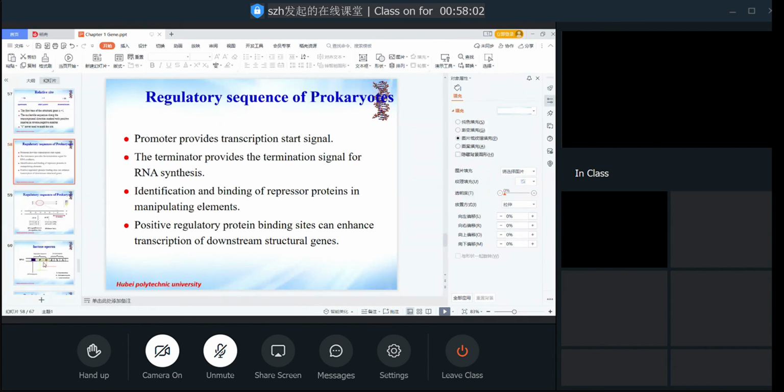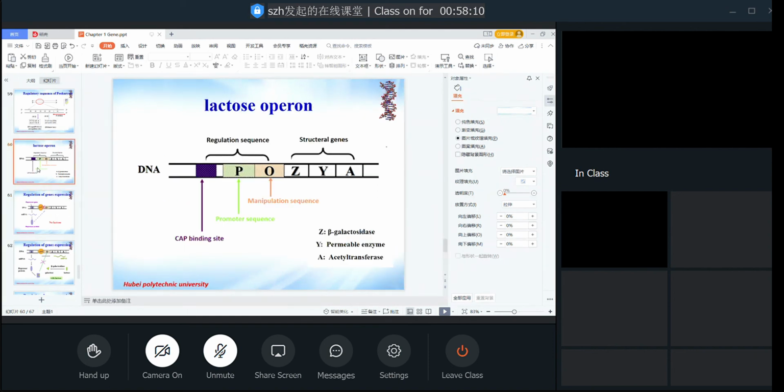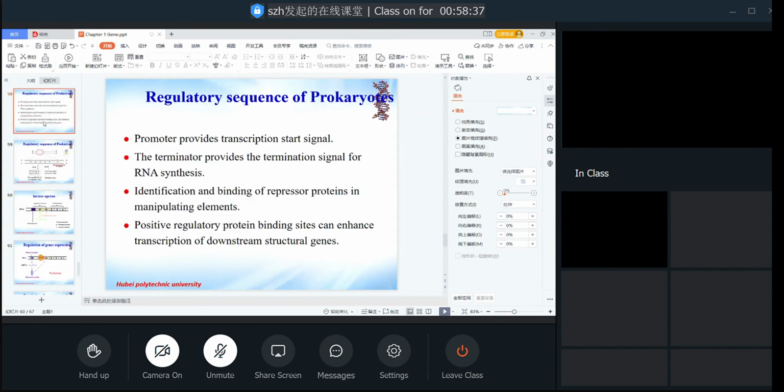Let me see. Oh, here you can see for the lactose operon. You can see here the sequence marked with purple color. You can see in the future it can be bound with the CAP protein. The P is the promoter. Here, all the operator sequences can be bound with the protein. So here it gives the name repressor binding site, for identification and binding.